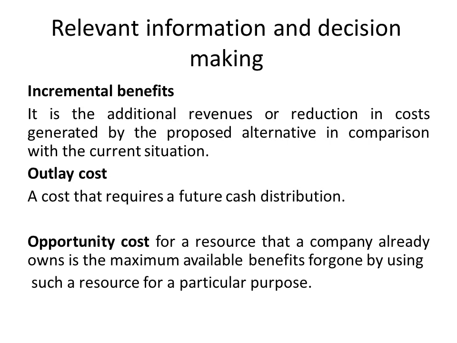And finally, opportunity cost for a resource that a company already owns is the maximum available benefit forgone by using such a resource for a particular purpose. Say a company owns a certain asset. It could use that asset in two alternatives. The opportunity cost of using the asset in alternative A is the maximum benefit forgone by using that resource in alternative B.